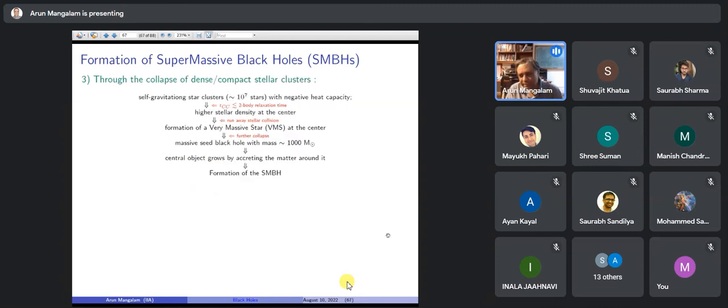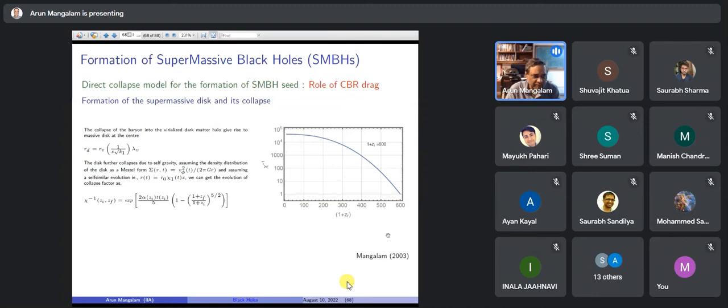So there are several detailed physics that happens here, and you can also form it through stellar clusters. You take a cluster of stars, and it collapses. And so this is in one of my papers. I've shown how a collapse factor you can get, of using radiation in the background.